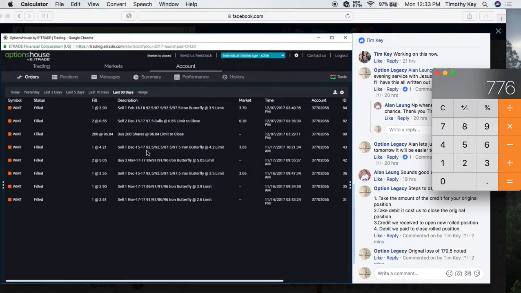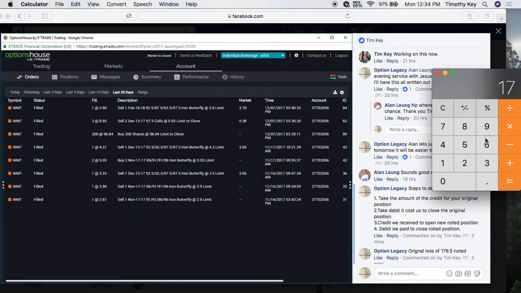So remember, we took in a credit of $776 for 2 contracts. Now we're going to pay a debit of $3.90 per contract, so times 2 equals $7.80. So our original credit was $776, which means we paid an additional $4 to roll this position. That's nothing crazy at all. It's basically a wash. Perfect. So you can see here that, remember, 179.50 was the original loss of this original position down here. Now we just need to add $4 to that.